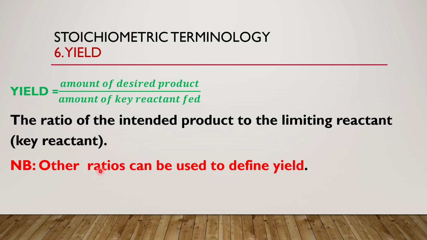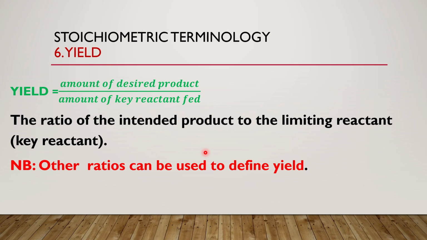Just note that other ratios can be used to define yield. Normally I'll give you the ratio and say the yield is given in this ratio. It can be the amount of desired product over the amount of the side product. That can still express the yield, or the amount of another product in the same reaction divided by the amount of the second reactant, or the excess reactant, not necessarily the limiting reactant. That will still be taken as yield.